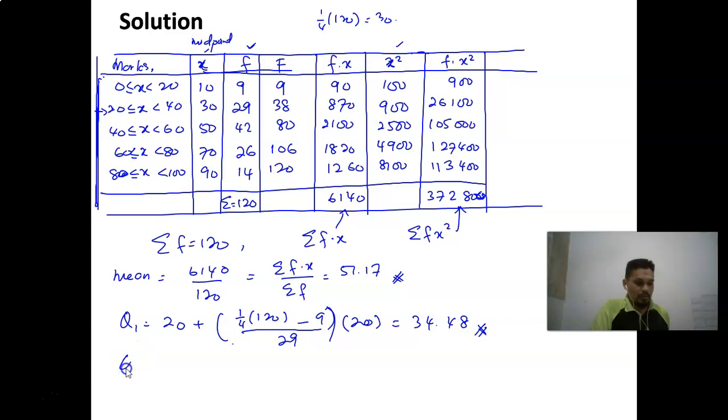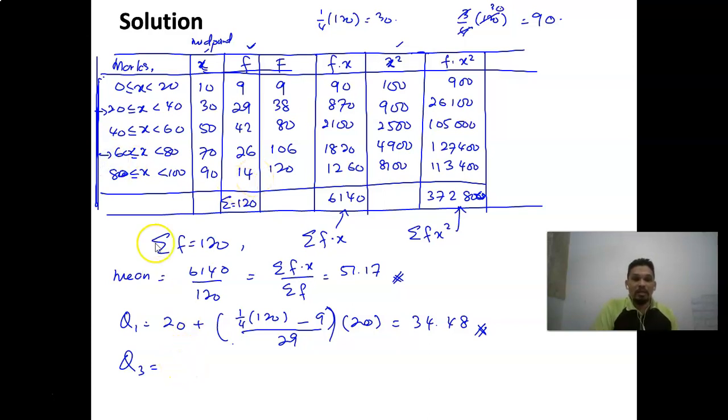And the third quartile equals 3/4 times 120. For this one here, 120 divided by 4 is 30, 30 times 3 equals 90. So 90 is between 80 and 106. So this is the class that we're talking about.